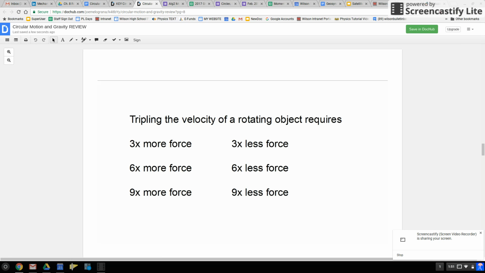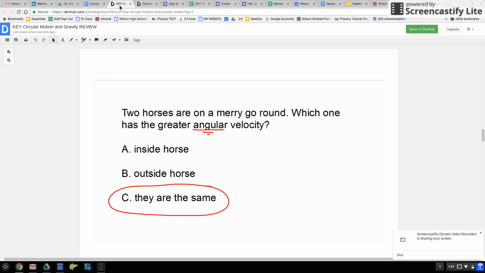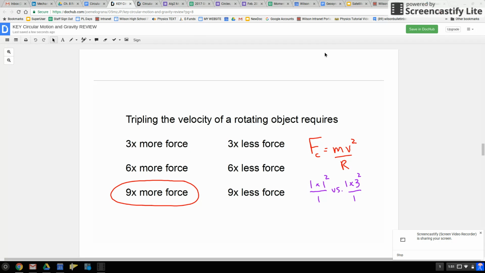Tripling the velocity of a rotating object requires how much force? This is one of those ratio questions. So if everything is kept the same, except for the velocity, notice it's squared in the formula. So if we just assume everything's 1 and then just triple the v, then we would get a force that is 9 times greater.